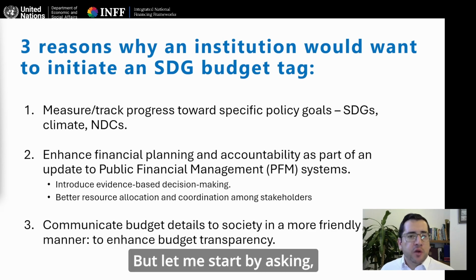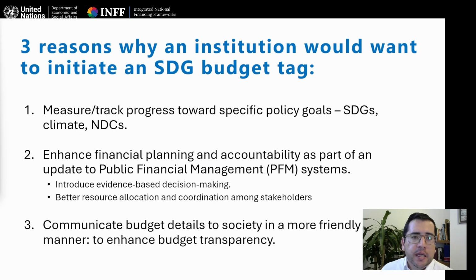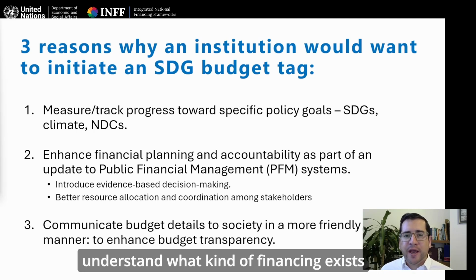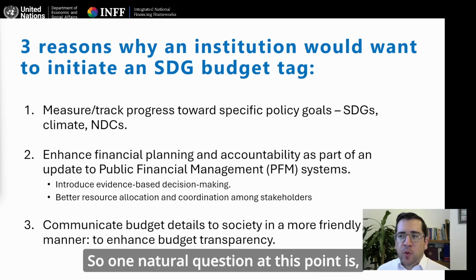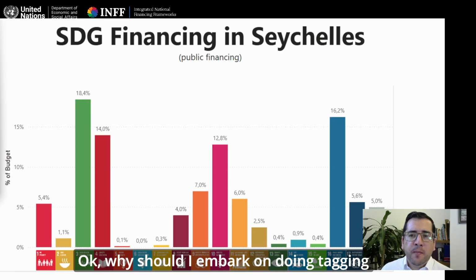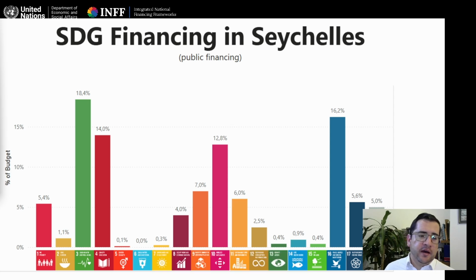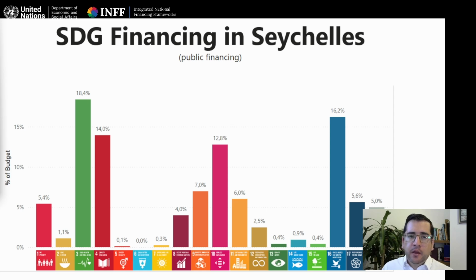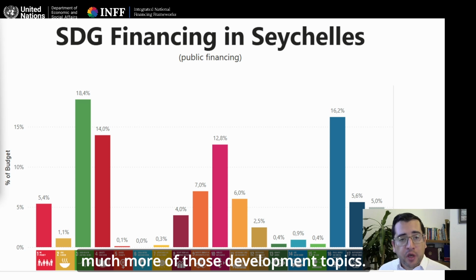But let me start by asking why is it that we should do an SDG budget tag? The point right here is to be able to understand what kind of financing exists for sustainability, right? So one natural question at this point is, okay, why should I embark on doing tagging for 17 SDGs if, let's say, what's more common is doing a gender or a climate tagging? The answer to that is that SDGs cover much more of those development topics.